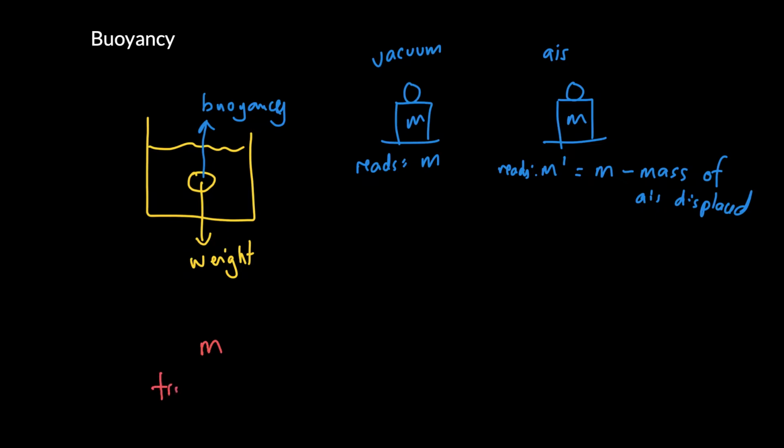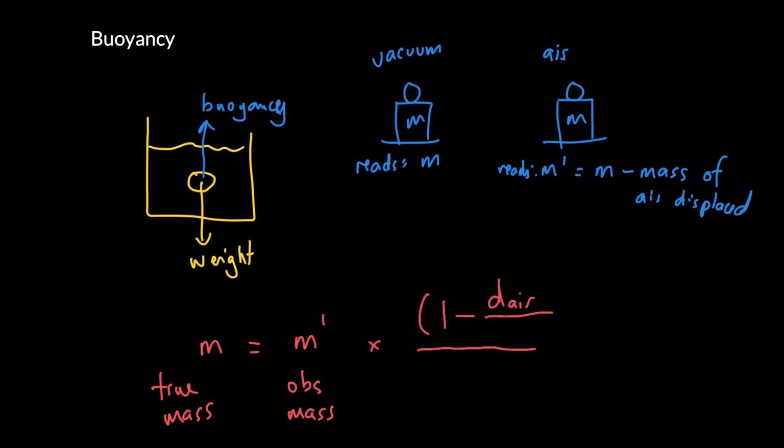The true mass of the object will be related to the observed mass via a correction factor. And the correction factor looks something like this. It's very close to 1 for a lot of objects, but for high precision work, we have to actually deal with it. It is 1 minus the density of air divided by the density of the calibration weight, I'll just call that W, divided by 1 minus the density of air divided by the density of the object itself.